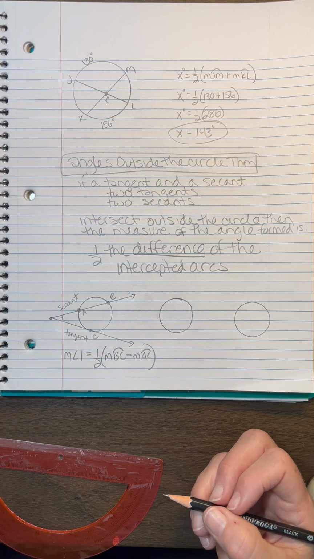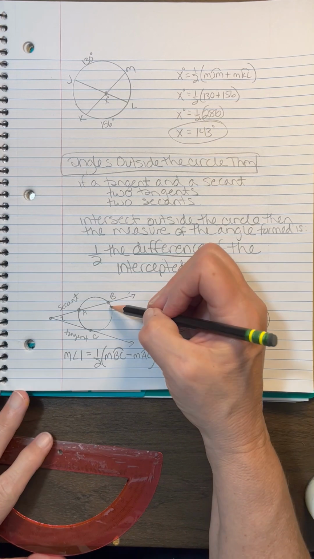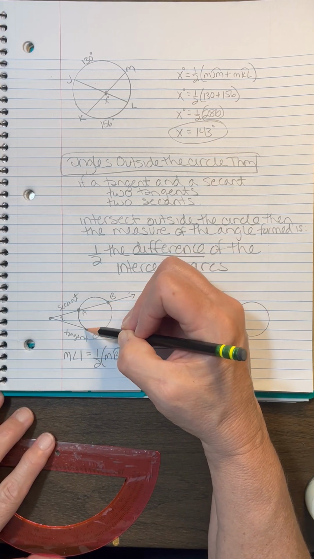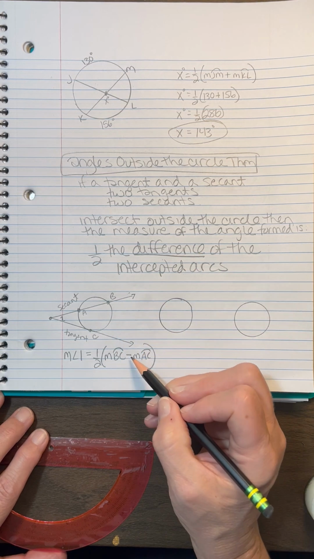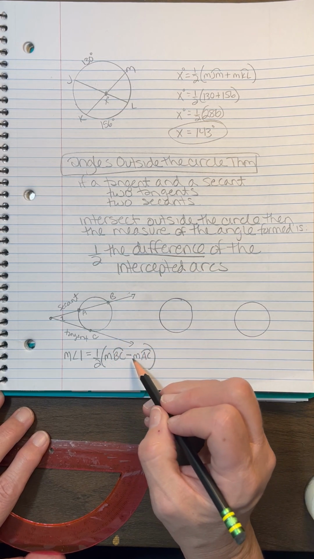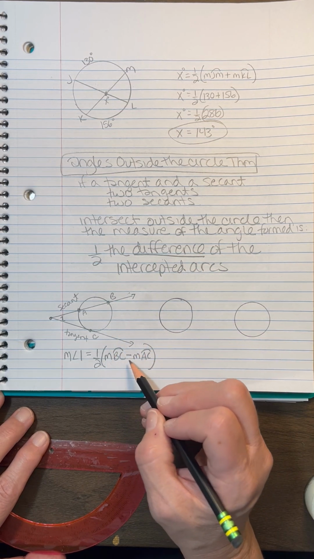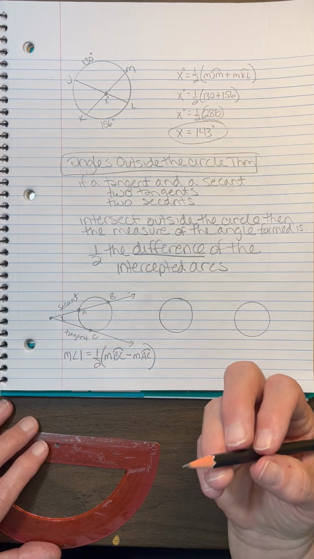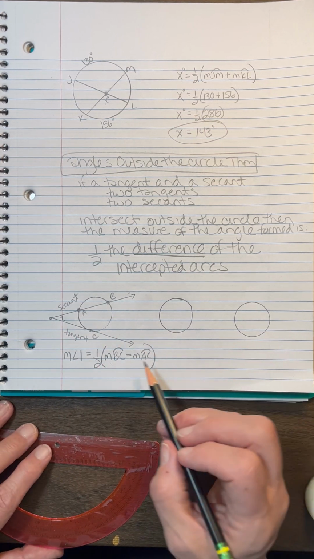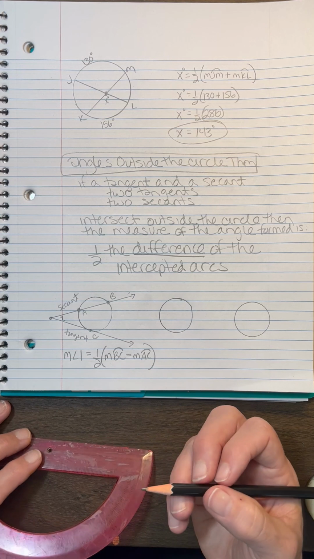Now let's use some common sense here. This arc is going to be bigger than that arc, right? And because we're subtracting it, you need to keep a positive number here because the measure of the angle can't be negative. So make sure you put them in the right order.